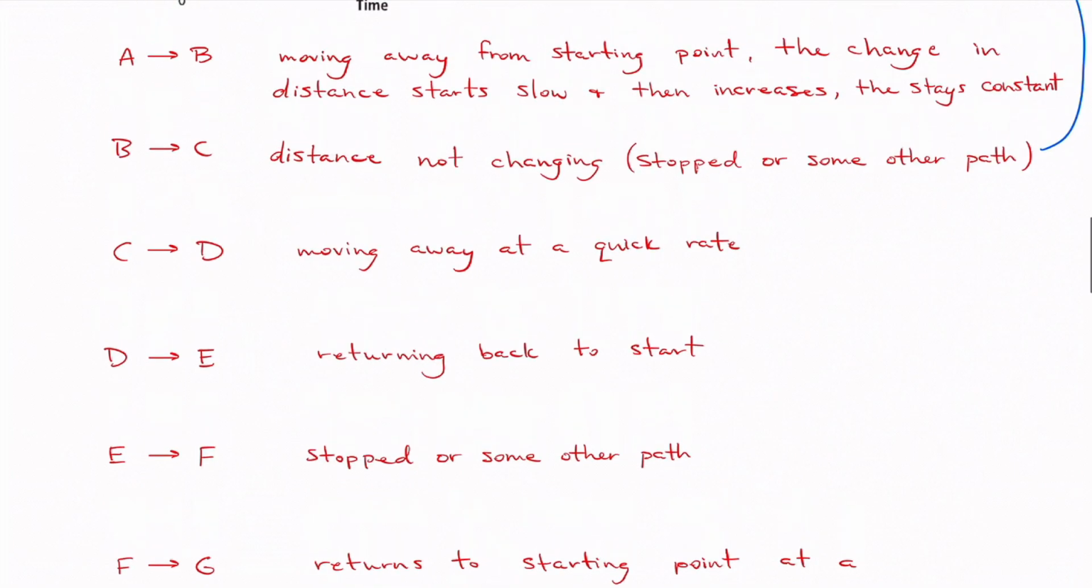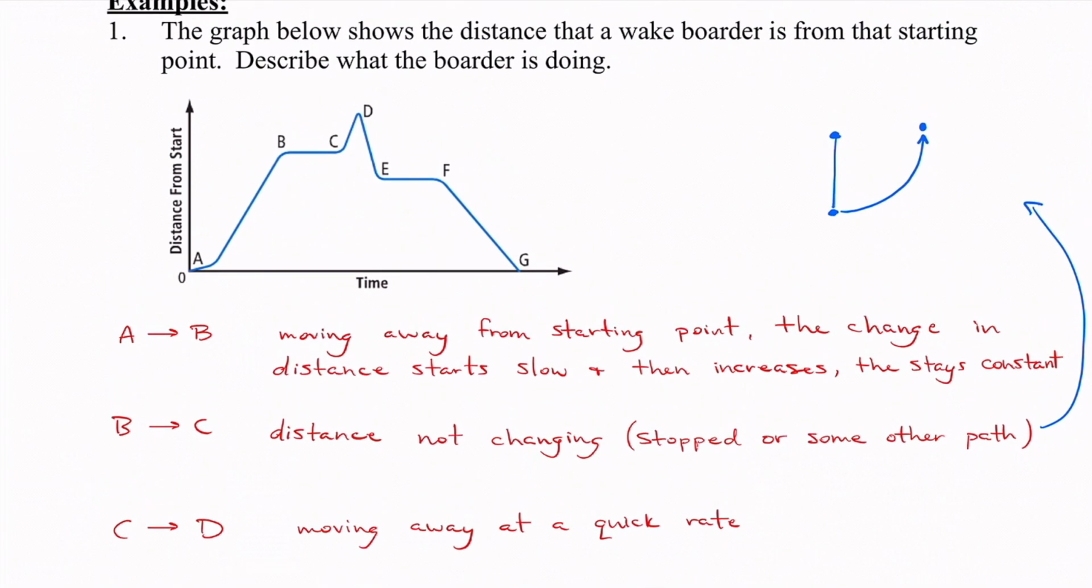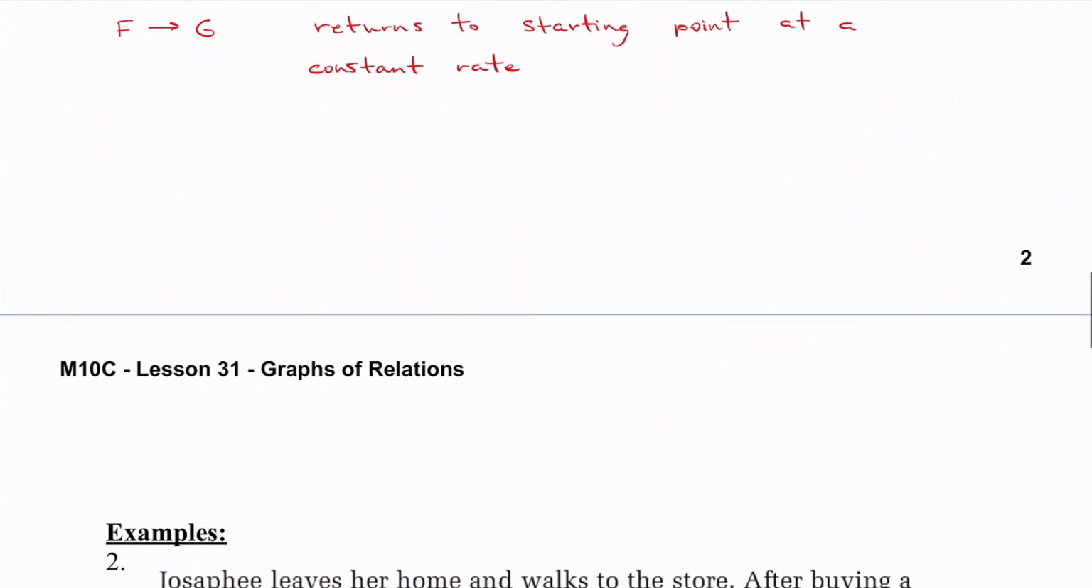So we're done that one now. Those are all of the different points on the graph where he's going from one to the other. We got one more example we're going to look at.